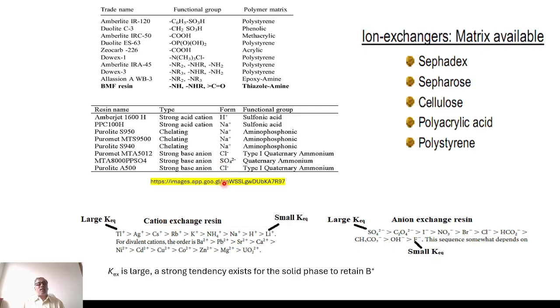So for a cation exchanger, the diffusible ion will be a cation. For an anion exchanger, the diffusible ion will be an anion. For a cation exchanger, the functional group will be negatively charged, whereas for an anion exchanger, the functional group will be positively charged. So this fine difference you have to understand.